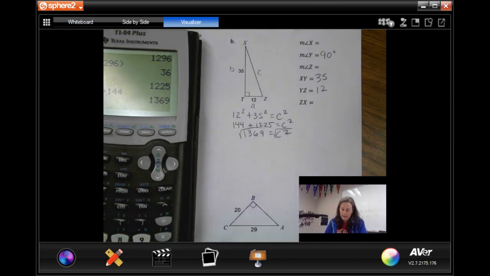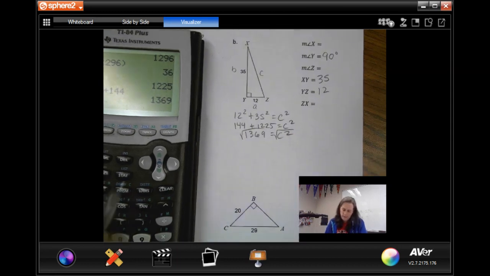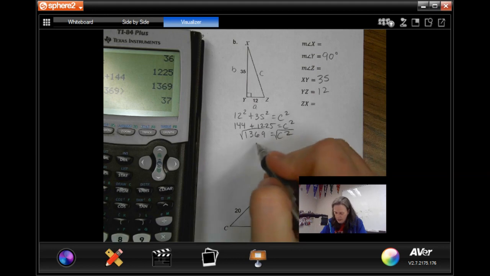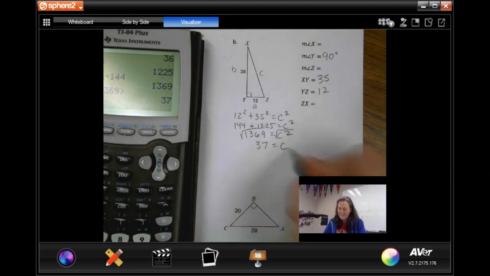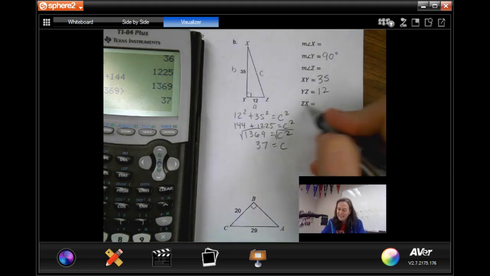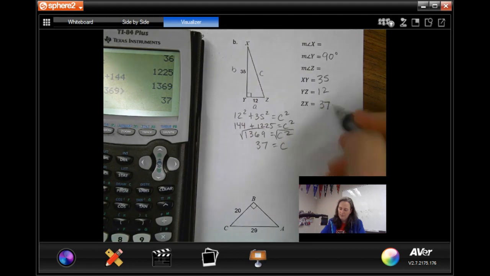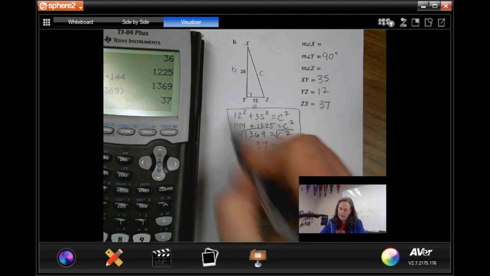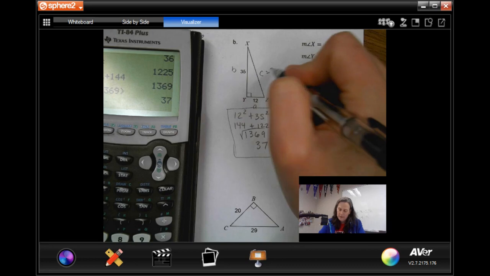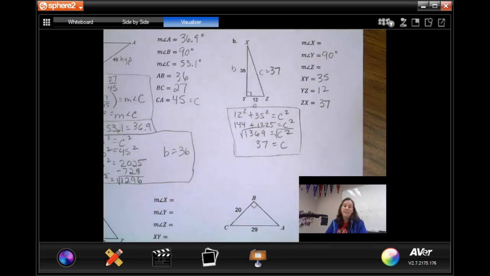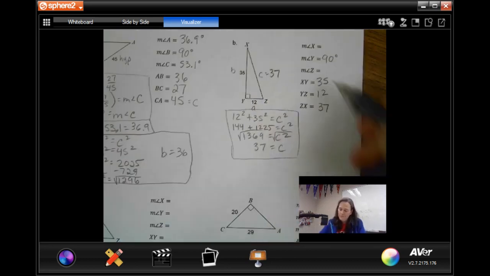take the square root of both sides. Oops, that's not the right one. Square root. Oh, I love that it's a nice number for us, huh? Okay, so the third side, ZX, is 37. I'm going to put a box around that, keep that separate. That is 37. And now I actually have all three sides of the triangle.